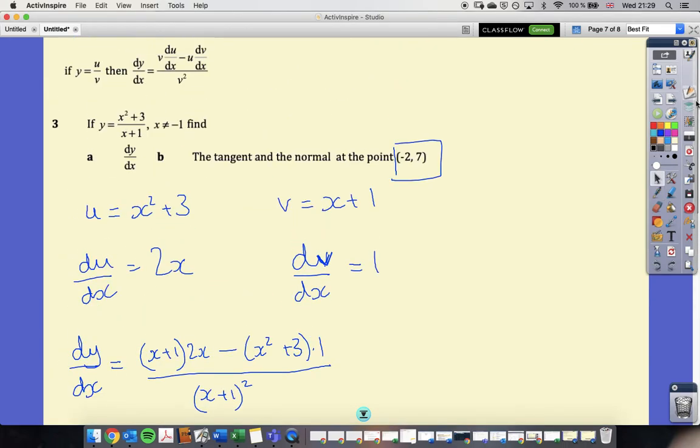Okay, so in part B we're going to find the tangent and normal at this point. This point is actually wrong, so the curve does not actually go through negative 2, 7, it goes through negative 2, negative 7. So let's just change that.